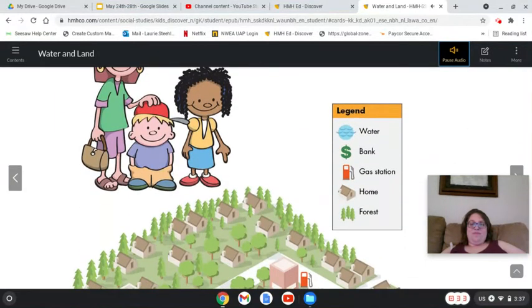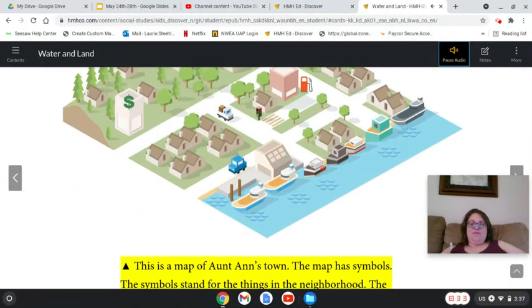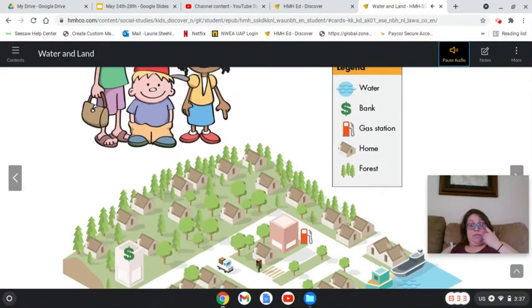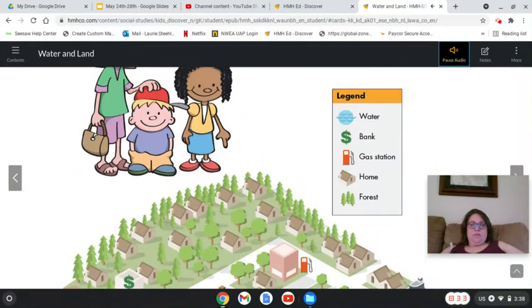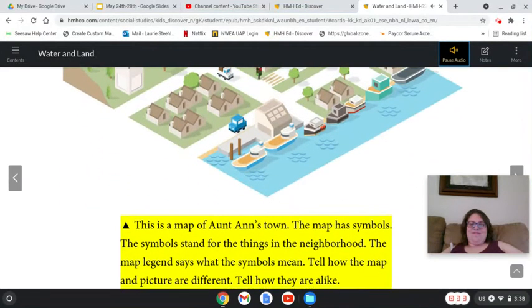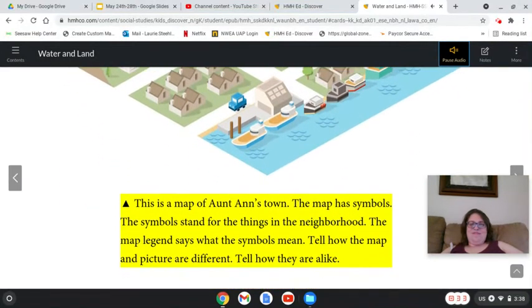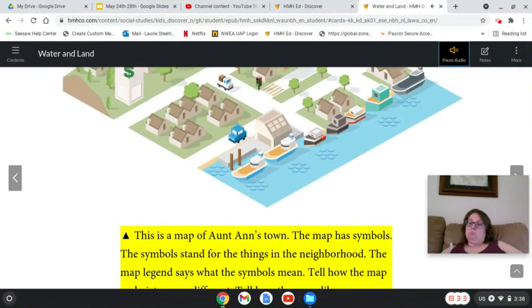This is a map of Aunt Anne's town. The map has symbols. The symbols stand for things in the neighborhood. The map legend says what the symbols mean. Tell how the map and picture are different. Tell how they are alike.